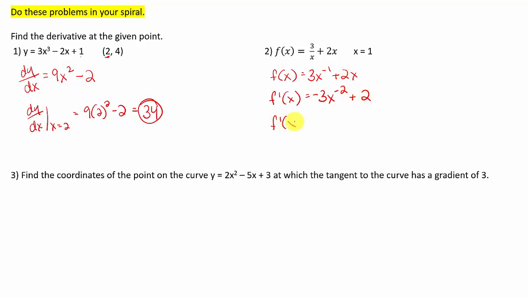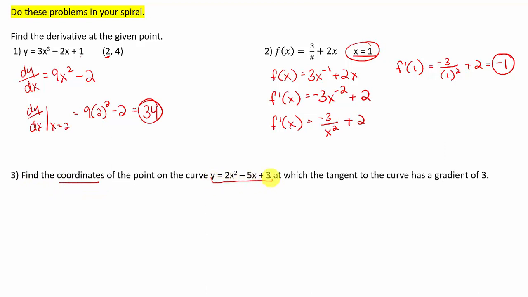Now, we probably should rewrite this as -3 and bring that x to the -2 down to the bottom so the power is positive. Rewrite it like this, and then we need to plug in our 1. And so in this case, I can just write f prime of 1 to show that I'm plugging it in is equal to -3 over 1 squared plus 2. And this is just going to be a 1, so I'm going to end up with -3 divided by 1 is -3 plus 2 gives me -1. And that is the slope of the tangent line and the slope of the curve at the point where x equals 1.